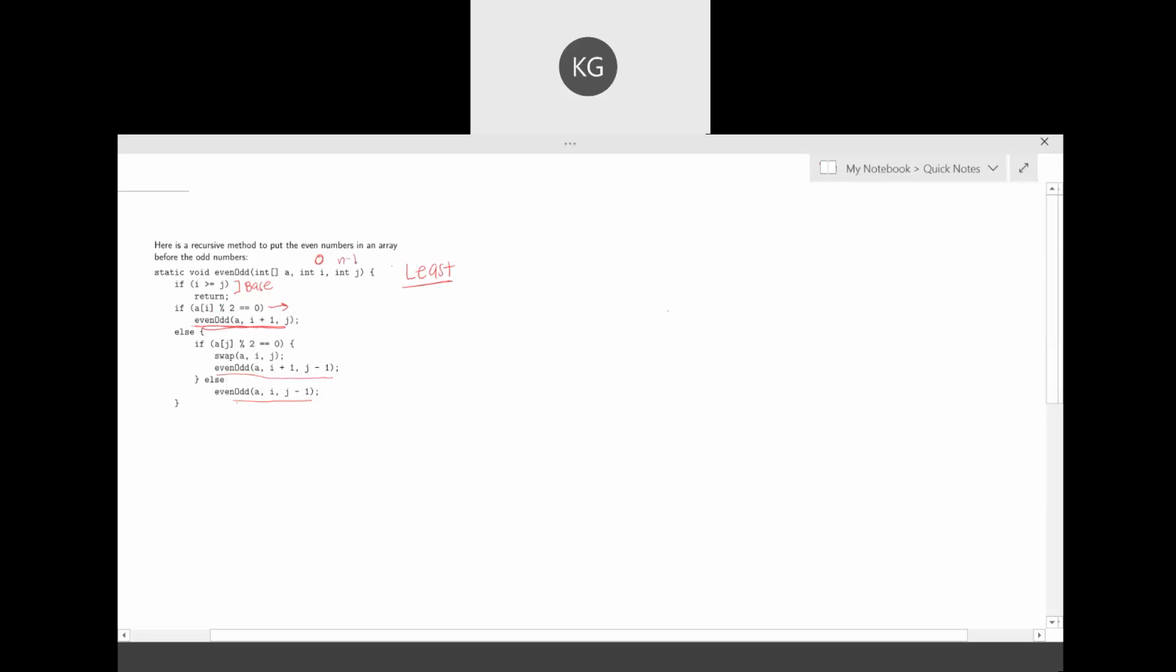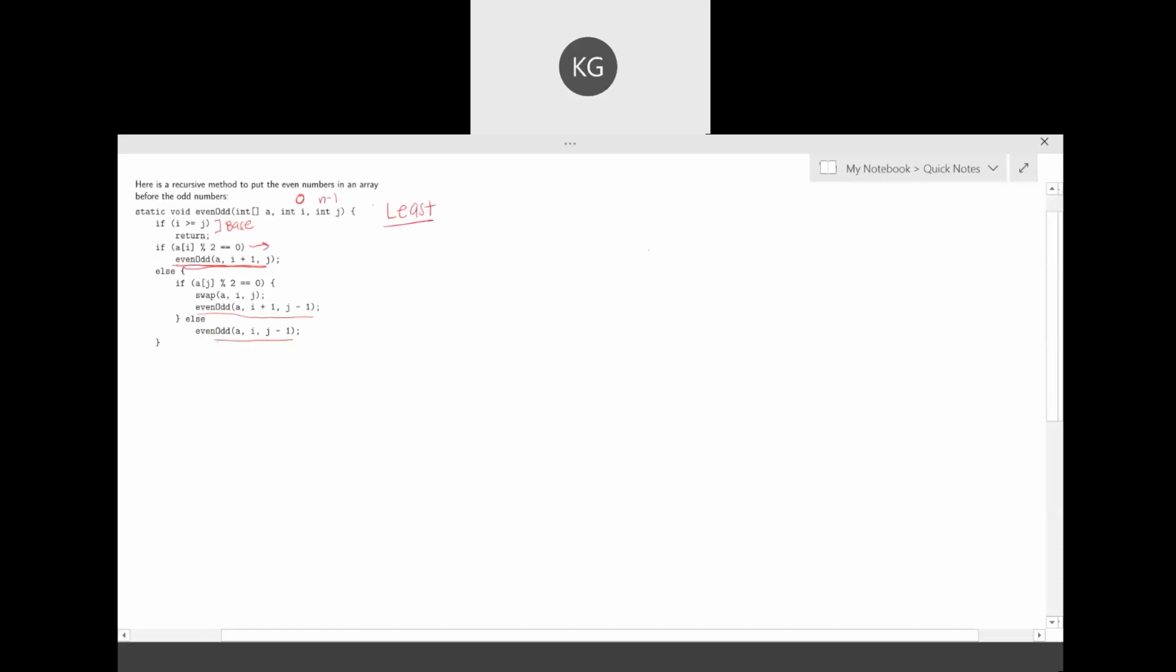So it's going to start at the beginning of the array and increment up. And if it calls this, it's going to go I plus 1. So it's going to go 0, 1, 2, 3, 4. So that means that the beginning of the array would have to be even, right?